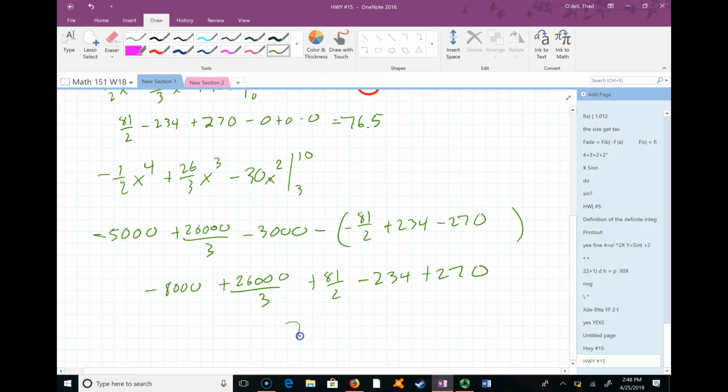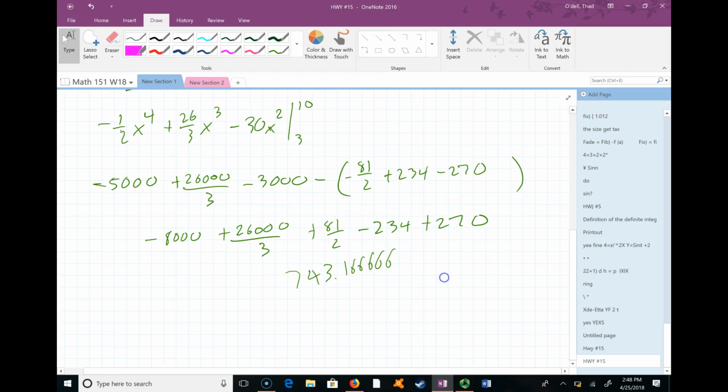We get 743.1666 repeating. And we already had the 76.5. If you add those two together, you get 819.6 repeating. And when we plug in the answer, that is the correct answer.